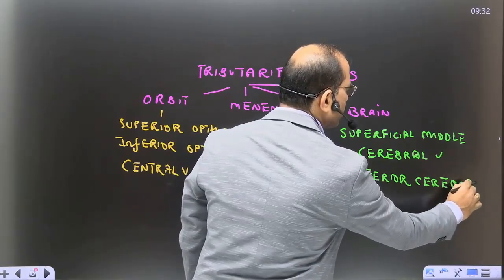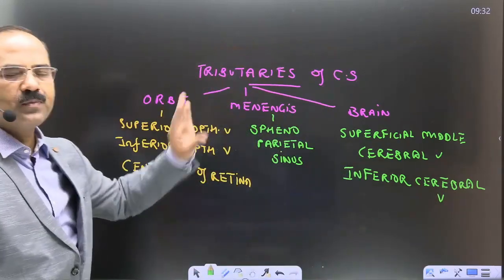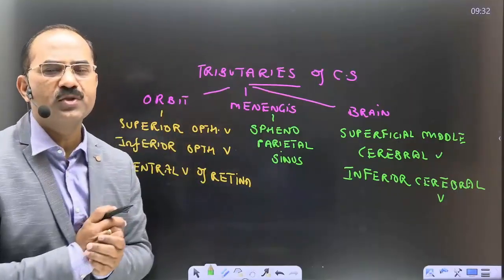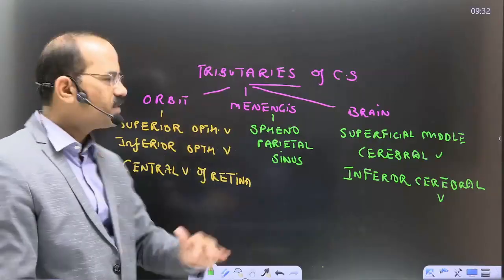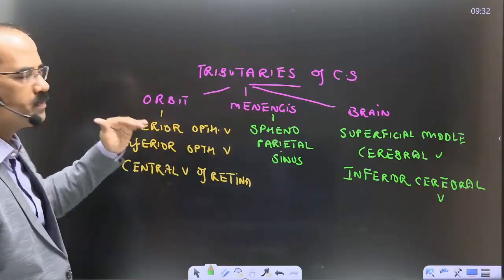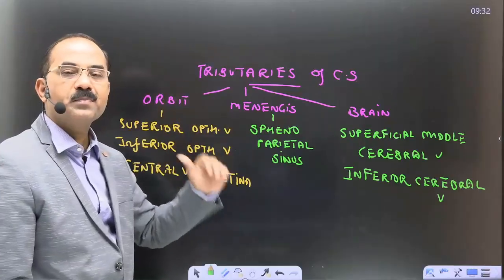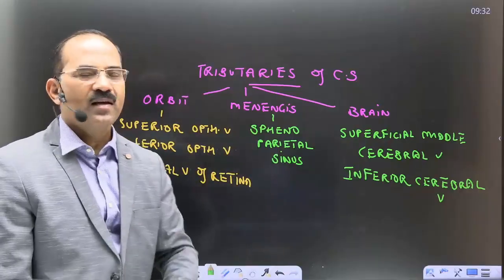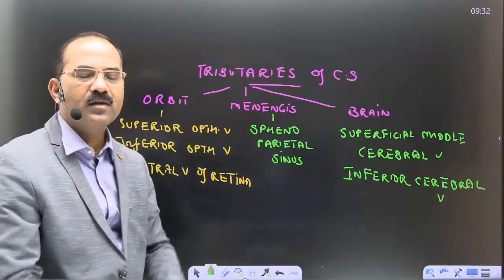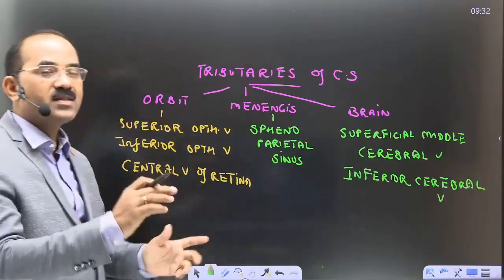There's a lot of confusion and a lot of controversies on this. So just remember this: tributaries of cavernous sinus are a very important MCQ. We classify tributaries into three sources. One is from the orbit, one is from the meninges, one is from the brain. So from the orbit, the superior ophthalmic, inferior ophthalmic, the central vein of retina. From the meninges, the sphenoparietal sinus. And from the brain, superficial middle cerebral vein and the inferior cerebral vein. These become the tributaries of cavernous sinus. Clear, students?